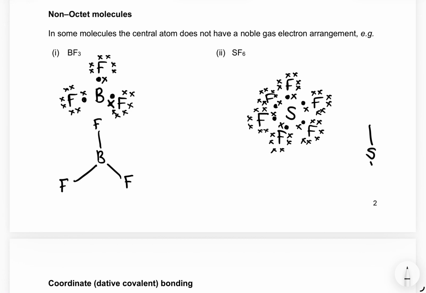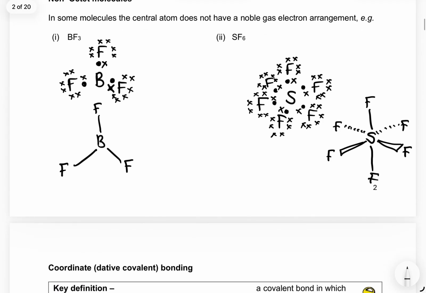Now the shape that this takes up, which we're going to learn about shortly, is what's called an octahedral shape, because an octahedron has 6 vertices. So it looks like a flat square around the middle, coming out of the page, and then a top and a bottom. So one up, one down, and then the 4 corners of the square sticking out. That's called the octahedral shape.